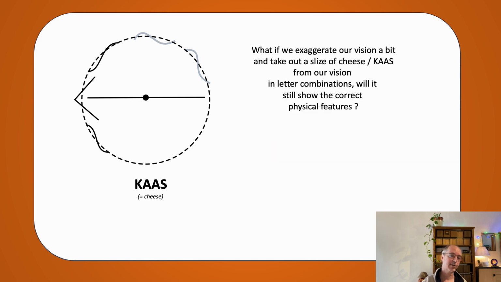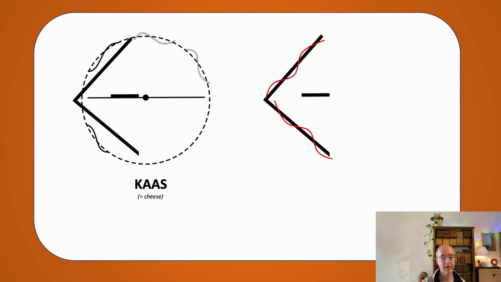And as a last thing, I would say, just imagine that we exaggerate our vision, or our results, a bit, and take out just a slice of cheese, not the whole bowl of cheese. Let's just take out a slice. Shall it still have, and can we still recognize then the letter combination physically? Shall it have the correct physical features? So let's take out a slice, still from the A center. So we take out the slice. What will be the effect?